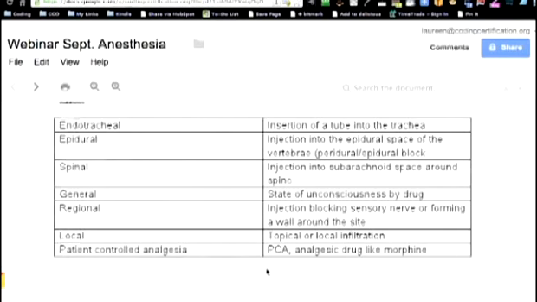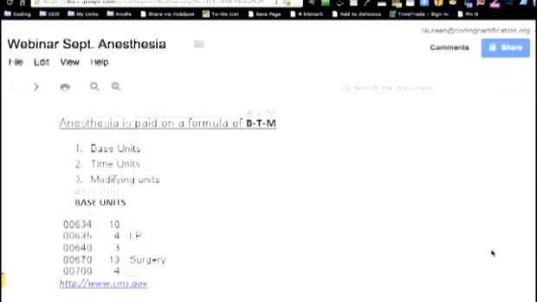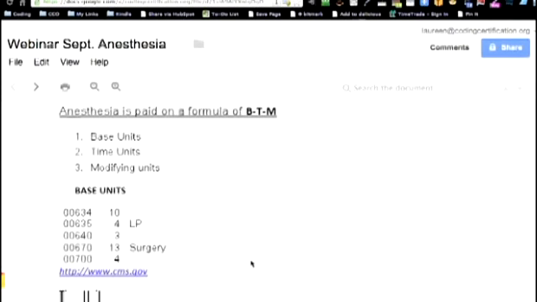I think Silvadene cream is considered topical, or it gets into the tissues. All right, let's scroll down just a little bit on this page. The next thing we're going to look at is the BTM.